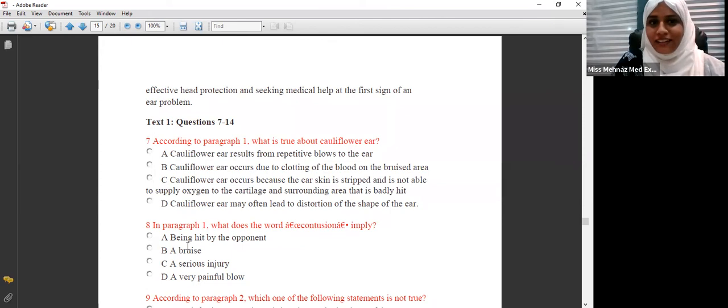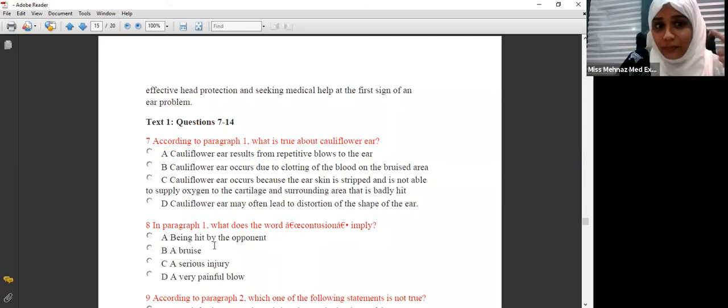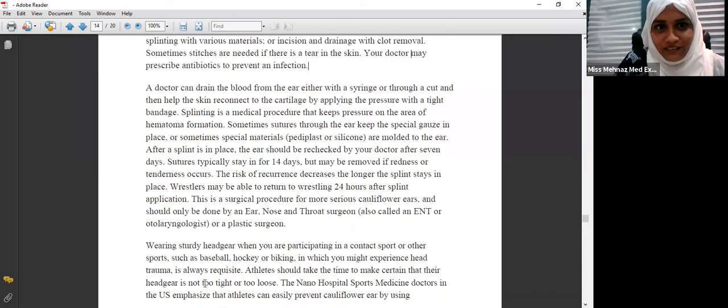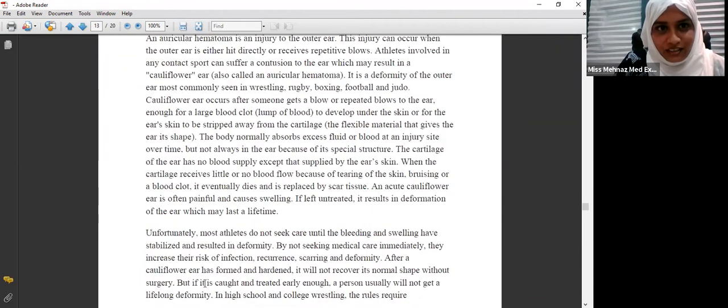Okay, look at the second question. I'll do this one because I feel that you might have doubt in this too. In paragraph 1, what does the word contusion imply? Being hit by the opponent, a bruise, a serious injury, a very painful blow. Again, it's a paragraph, and that's the reason I decided to explain it. Since most of us have read it, where is the word contusion here?